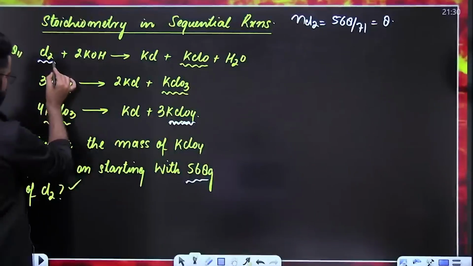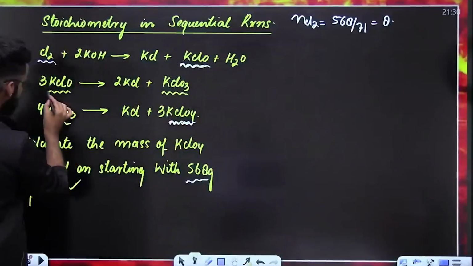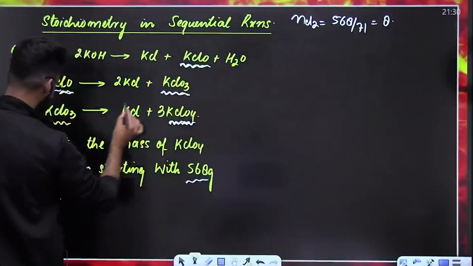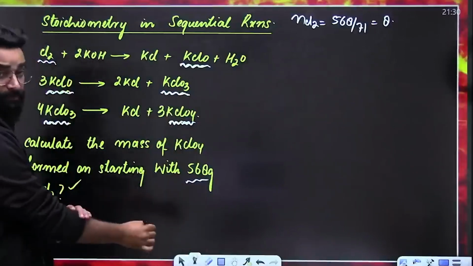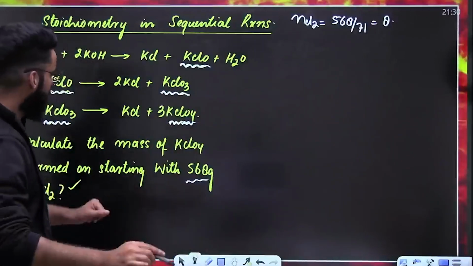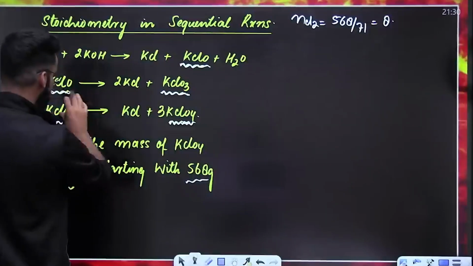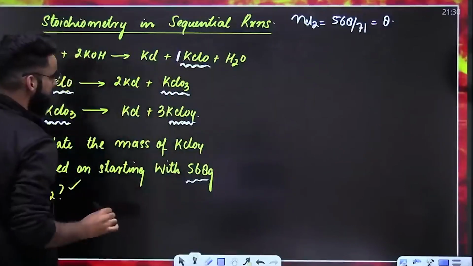Now guys, understand. Cl2 and here KClO is getting formed. This KClO is the reactant in the second reaction. Here KClO3 is being formed. This KClO3 is the reactant in the third reaction. And over here KClO4 is being formed. Now understand. First of all, you need to balance all these steps, and right here in this question, the steps are already balanced.